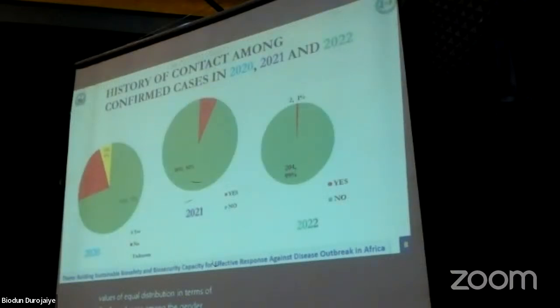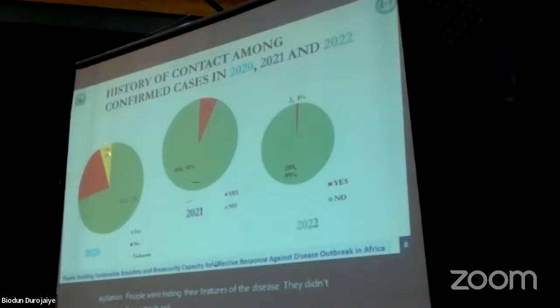From the history of contact among the confirmed cases, at the beginning we did not have sufficient people willing to tell us where they got their infection from. But as the disease progressed, you can see from the first, 2020, there was agitation. People were hiding their status of the disease. They didn't want to tell you much about it.